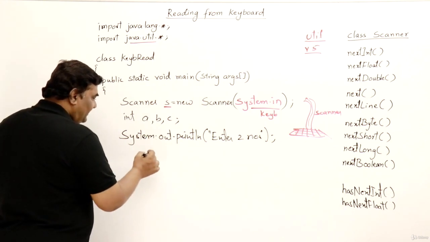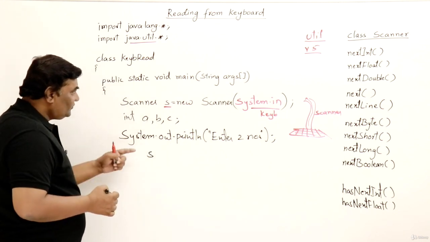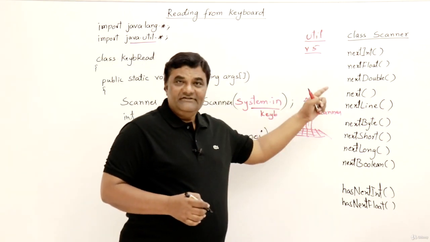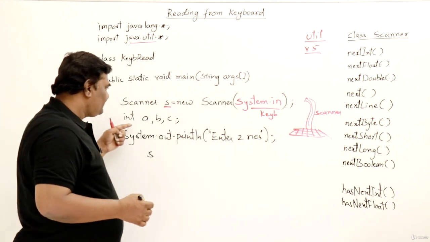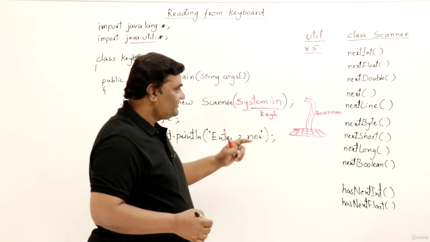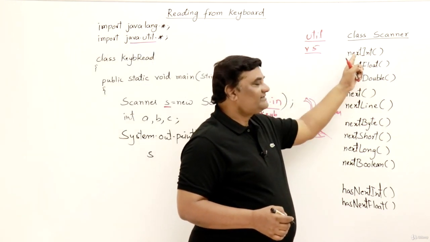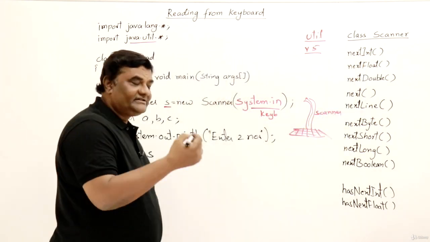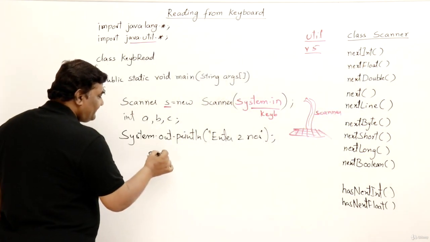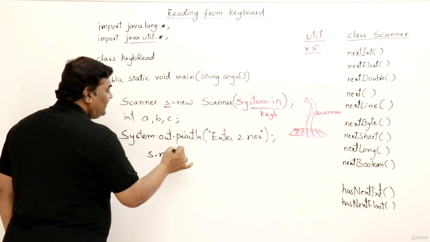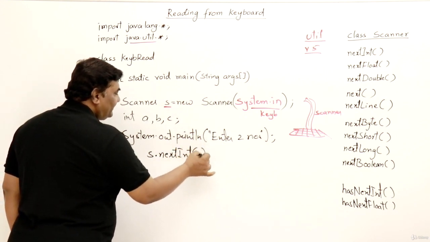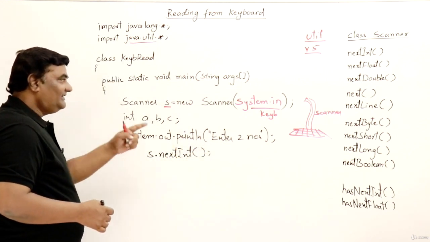For reading, I have to use this Scanner. How to read it? These are the methods available. The type of numbers that I want to read are integers, so there is a method called nextInt. Call this method, and it will read an integer number from the keyboard. Make sure you are entering an integer number only from the keyboard, so you should give valid data.